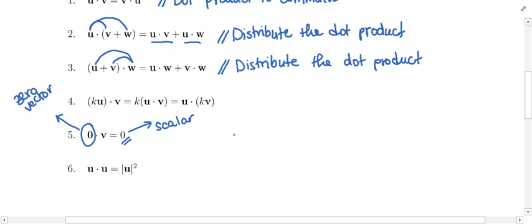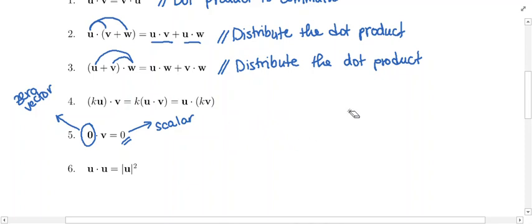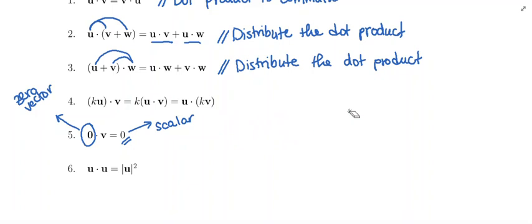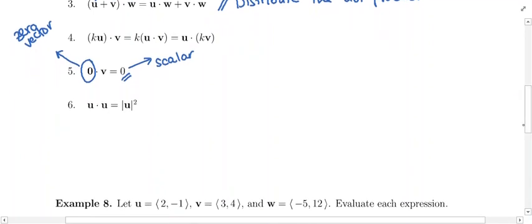So if you had to write something like this on a quiz or a test, if you need to refer to the 0 vector, you had better put an arrow on top. If you don't put an arrow on top, I'm thinking you're talking about the scalar. There is a difference and you need to indicate it. So if you dot product the 0 vector with any vector, you're going to get the scalar 0 as a result. The last property of dot product talks about what happens if you dot product a vector with itself. So u dot u is basically going to equal the magnitude of that vector squared.